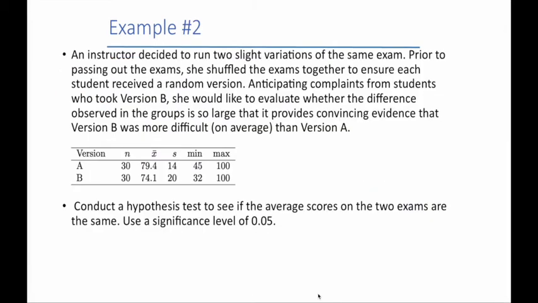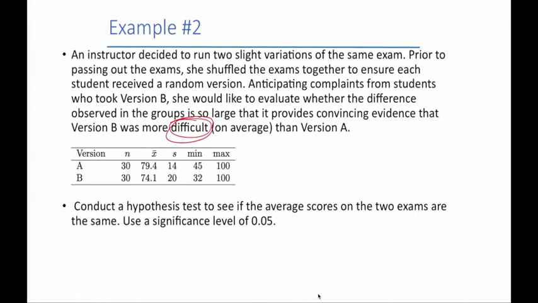And this is another one that we did confidence interval for. An instructor decided to run 2 slight variations of the same exam. Prior to passing out the exams, she shuffled the exams together to ensure each student received a random version. Anticipating complaints from students who took version B, she would like to evaluate whether the difference observed in the groups is so large that it provides convincing evidence that version B was more difficult on average than version A.